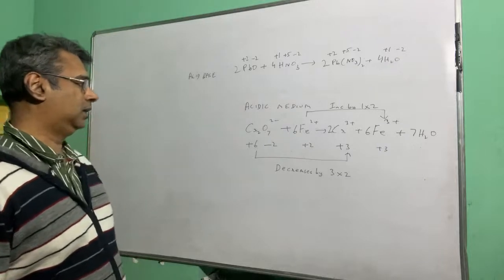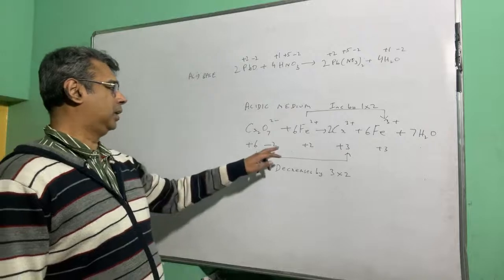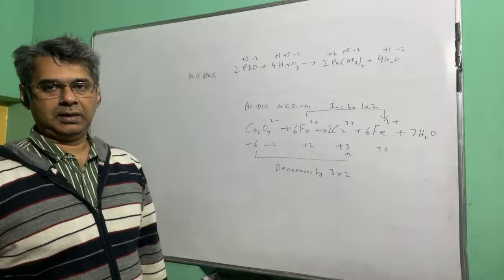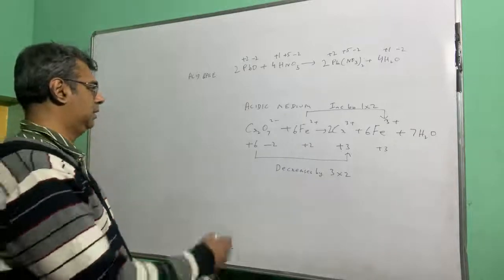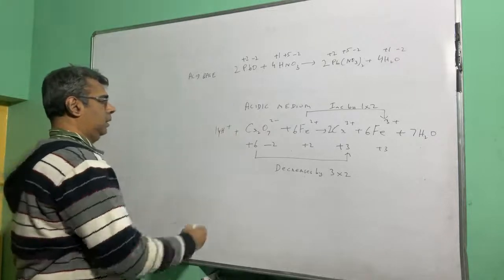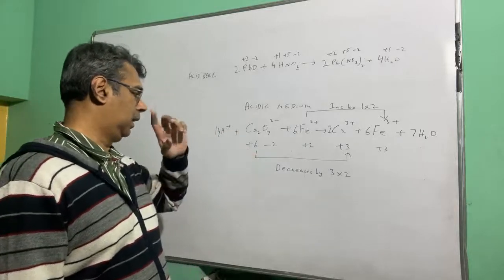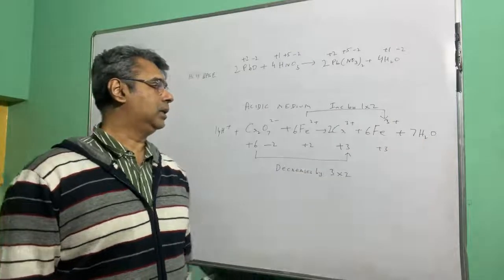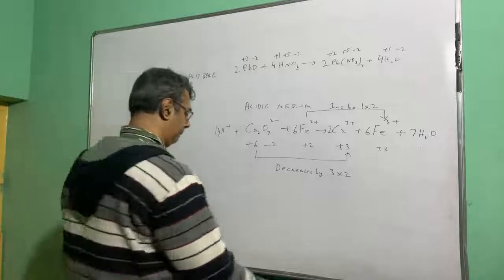Then what you have to do is, the number of hydrogens which is extra on one side, that many H plus you have to add on the other side. So 14 H plus, right? So once again, oxygen is 7, so you write 7 H2O. Hydrogen is 14, so you write 14 H plus. Now it has become absolutely okay.